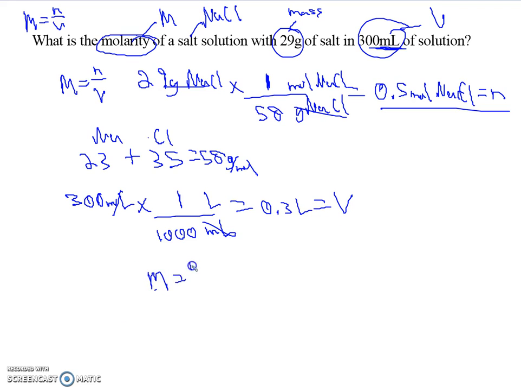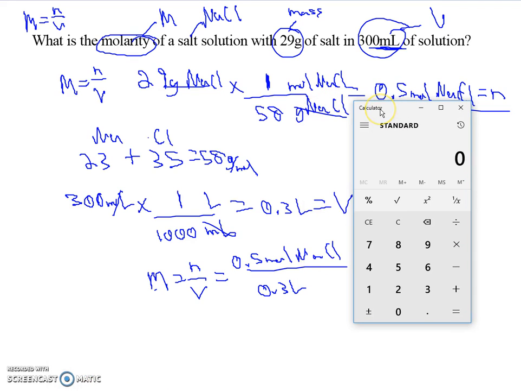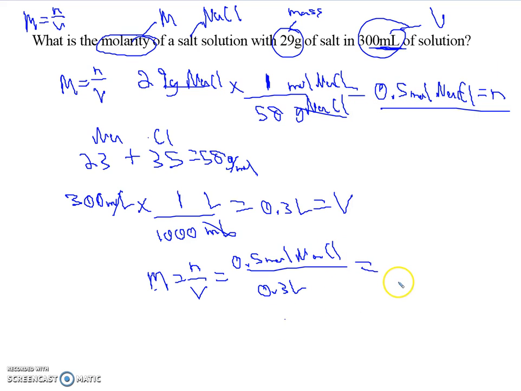So now, molarity equals N over V. So we put in 0.5 moles NaCl over 0.3 liters. Alright, and so if you do your calculator here, 0.5 divided by 0.3 gives us 1.6 repeating. Alright, so 1.6 repeating molarity, technically of NaCl, if I'm specific there.